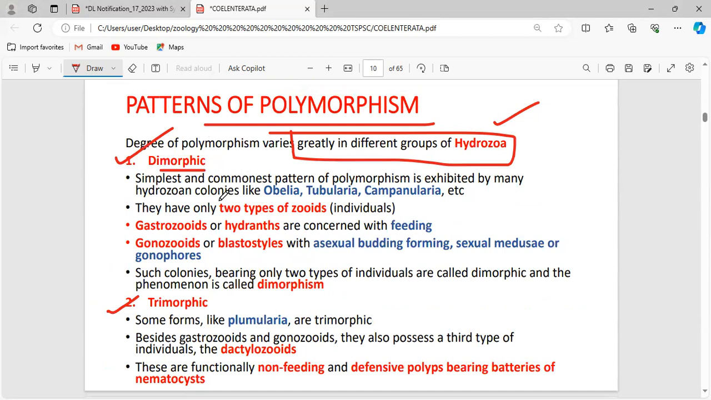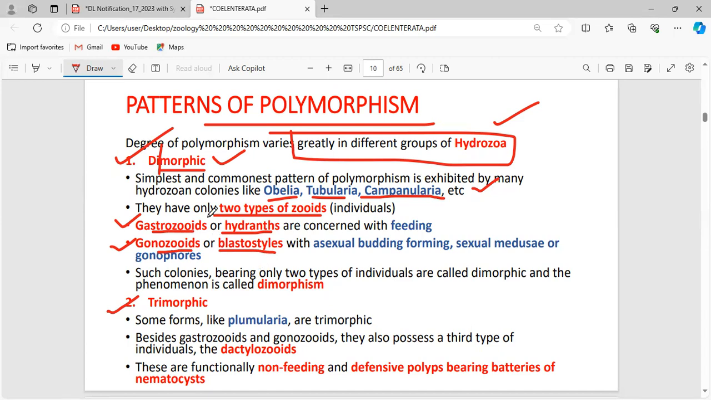Dimorphic means the simplest and commonest pattern of polymorphism, exhibited by many hydrozoan colonies like Obelia, Tubularia, Campanularia. These are the hydrozoan colonies that exhibit dimorphism. As the name suggests, two different forms are seen here. There are two types of zooids. What are the names of the zooids? Gastrozoids and gonozoids. Gastrozoids are also called hydranths. Gonozoids are also called blastostyles.